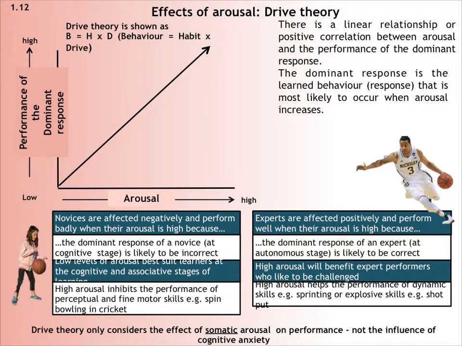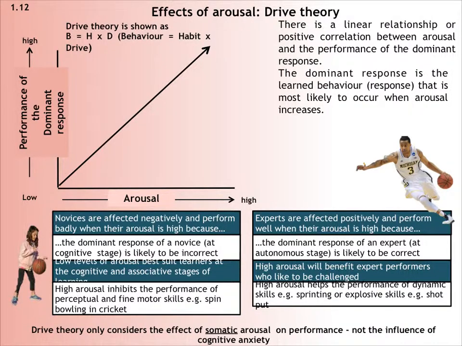So the first one we're going to look at is the drive theory. What you'll need to do is be able to understand the graph, so I'll talk you through the graph first. Down the side, and it's the same for all of them, we've got the performance of the dominant response, so it might be the skill or the sport or the motor program, whatever it might be. This is how successful. Down here is a low performance, up here is the high. Along the x-axis, we've got arousal, low to high.